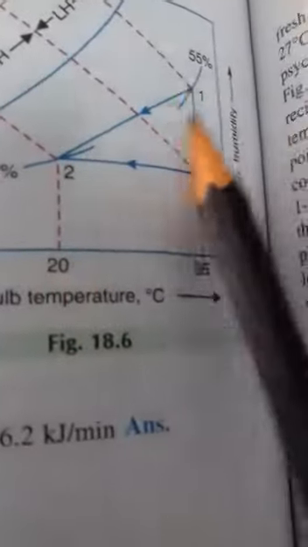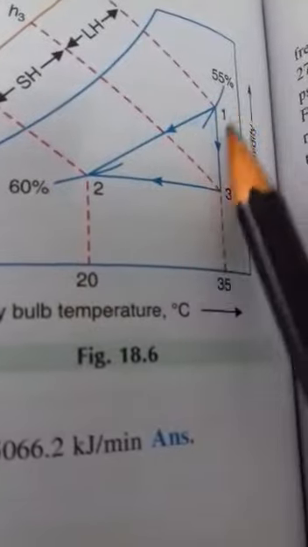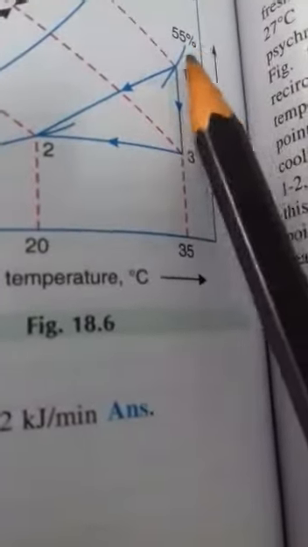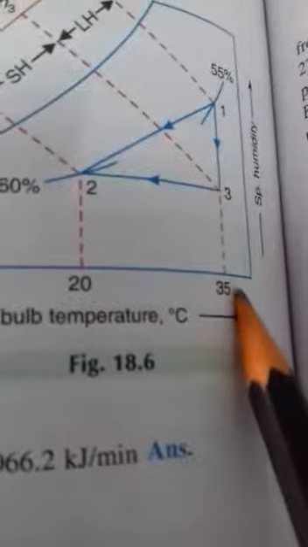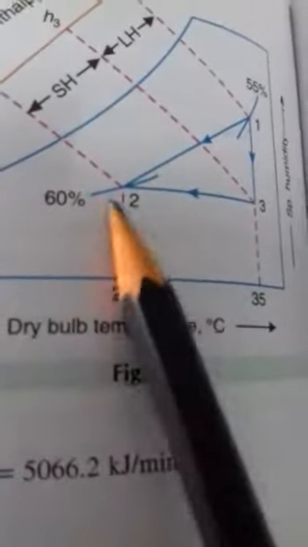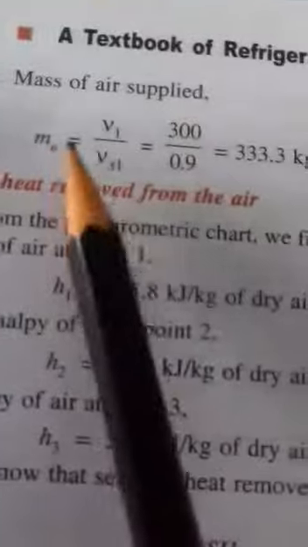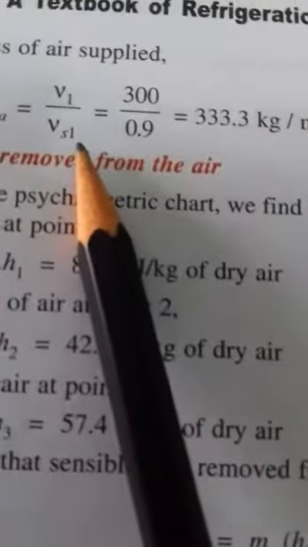Let us go to the next page. So it has been plotted on the psychrometric chart. Point number 1, 55% RH and 35 degree DBT. Point number 2, 60% RH, 20 degree DBT. So the mass of the air supplied, ma, is V1 upon Vs1, that is 300 upon 0.9, taking the specific volume from the psychrometric chart, and that gives 333.3 kg per minute.